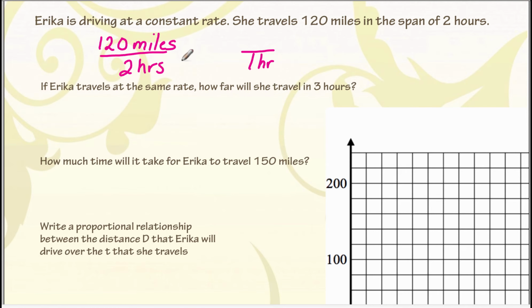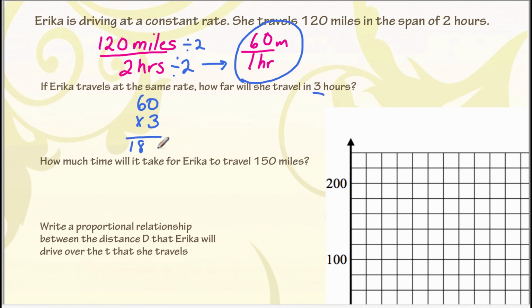If I were to divide this by 2 to get it down to 1, I'll divide this by 2, and that would get me down to 60 miles per hour. So if she's traveling at the same rate, how far will she travel in 3 hours? Well, right here, it's telling us that she travels 60 miles for every 1 hour. So if she's going for 3 hours, 60 times 3, she's going 180 miles.